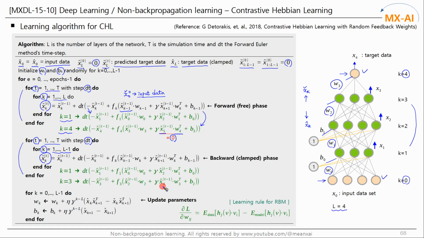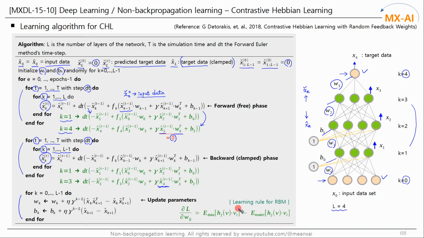In the backward step, x-hat 4 is clamped as the label or target data. As the iteration progresses, the x-hat 4 signal is backpropagated to the lower layers. Finally, at the end of the two phases, we update the weights and the biases based on the following rules.